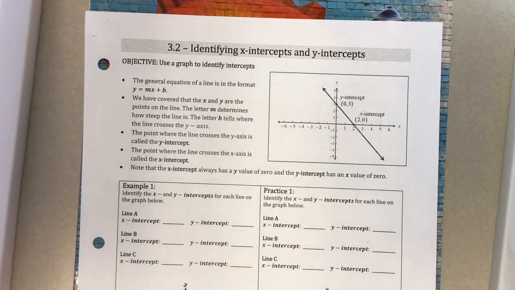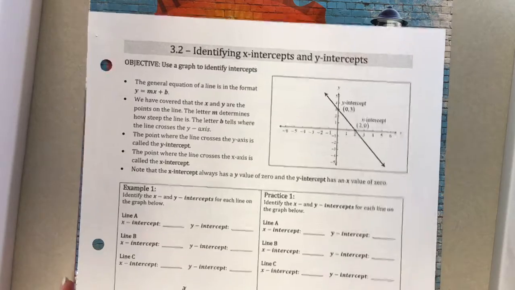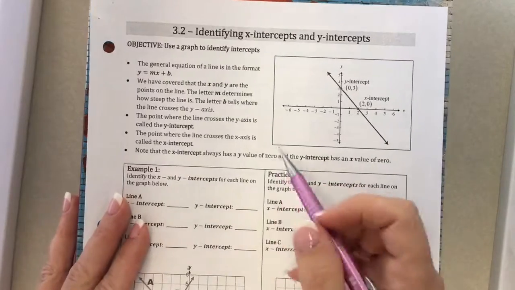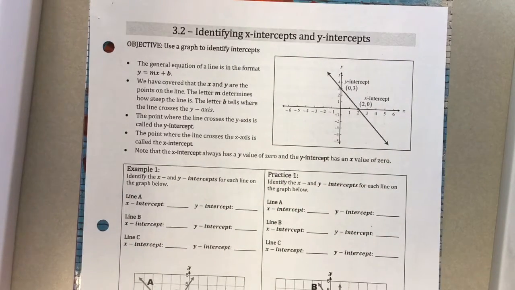Alrighty, this lesson, chapter 3, section 2, is talking about x-intercepts and y-intercepts and graphing using those intercepts. It's from Blitzer's Introductory Algebra for College Students. So what we're going to do here is use a graph to identify intercepts.